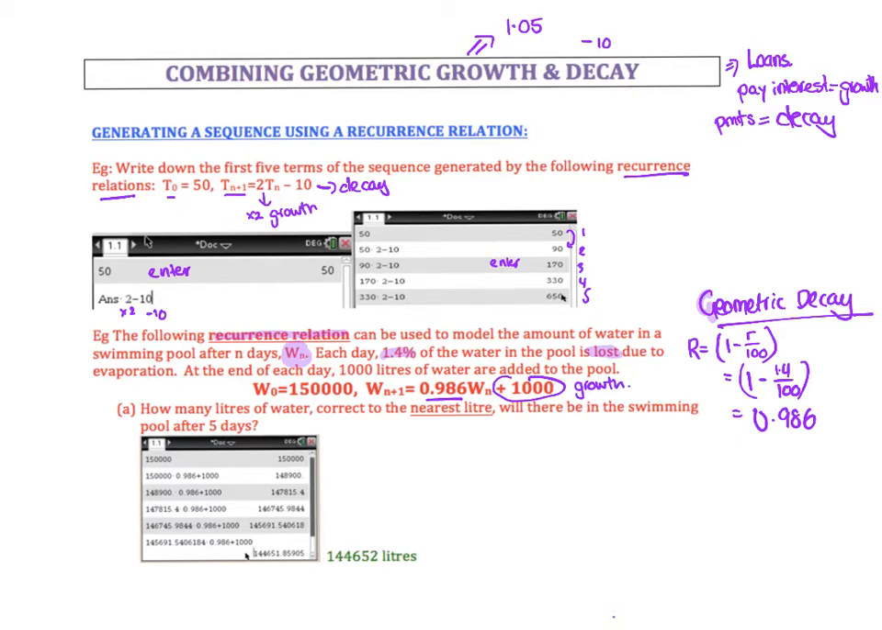So it says how many litres, correct to the nearest litre, will be in the swimming pool after 5 days. That's like getting, you put in the first term, V0, so that's not the first day. Then you do your thing where you times by 0.986 and add 1,000. So there's day 1. Day 2, I should be calling it W because that's what they called it, day 3, and day 4, and day 5. So here's day 5. Now they said the nearest litre, so I've rounded that up.